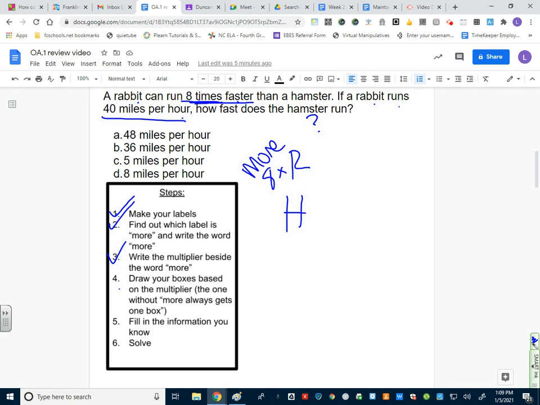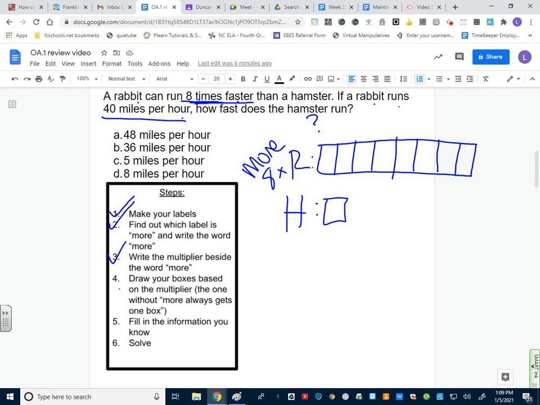So now we're on step 4, draw your boxes based on the multiplier. Well, the rabbit's going to get a whopping 8 boxes. So there's 2, 2 split in half is 4, 4 split in half is 8. So there's 8 boxes by the rabbit, and the hamster only gets 1 box. Because remember, the rabbit is 8 times faster than the hamster. So now we're on step 5, fill in what we know.